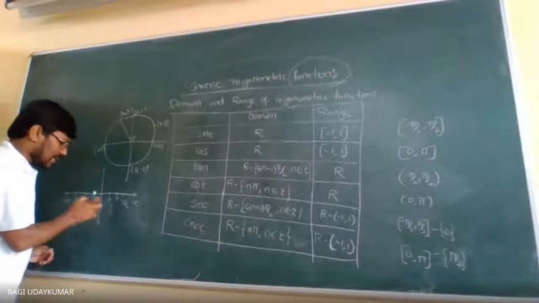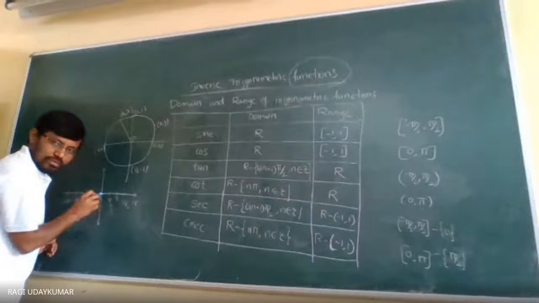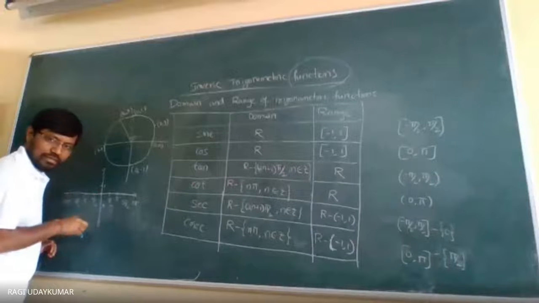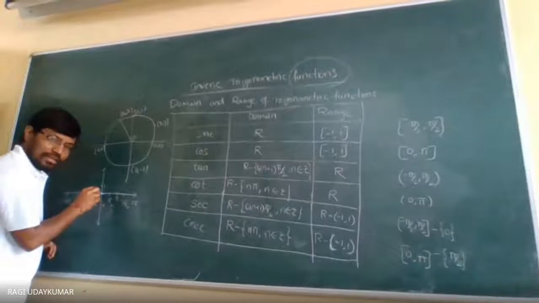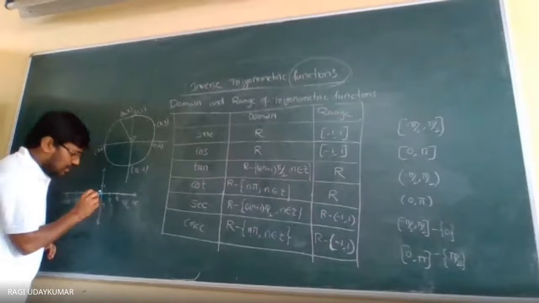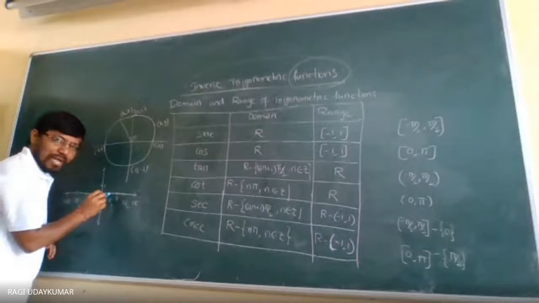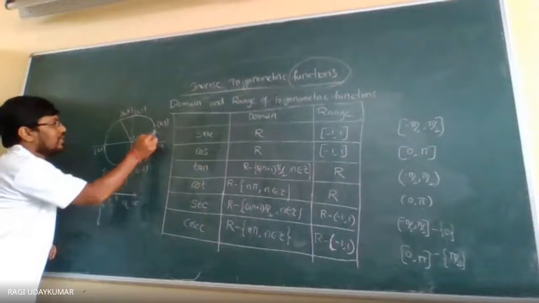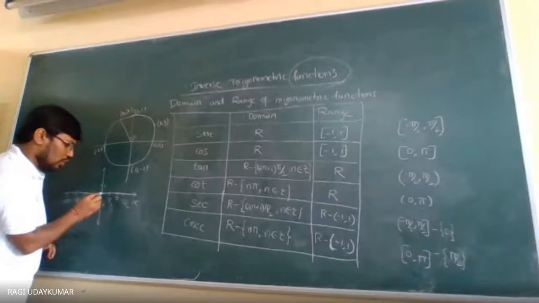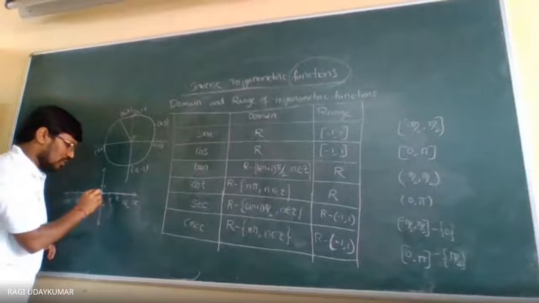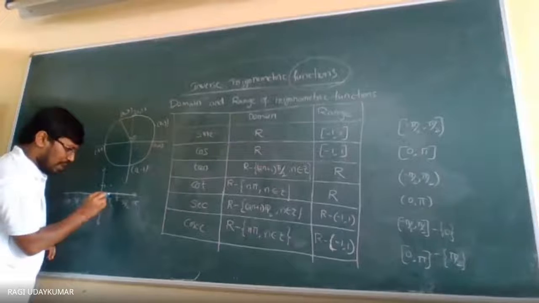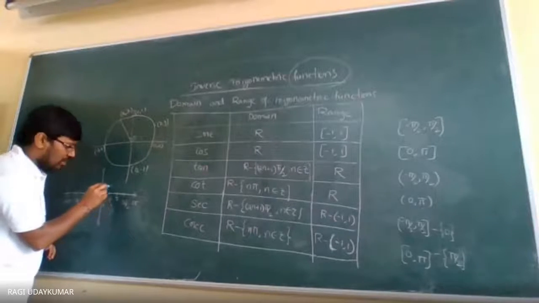Okay, so you see that it starts from 0. This is the value 1 here and minus 1 here. When the sine function is 0, here it is 0. Then when it goes to pi by 2, it reaches 1. So at the place of pi by 2, the value is 1.